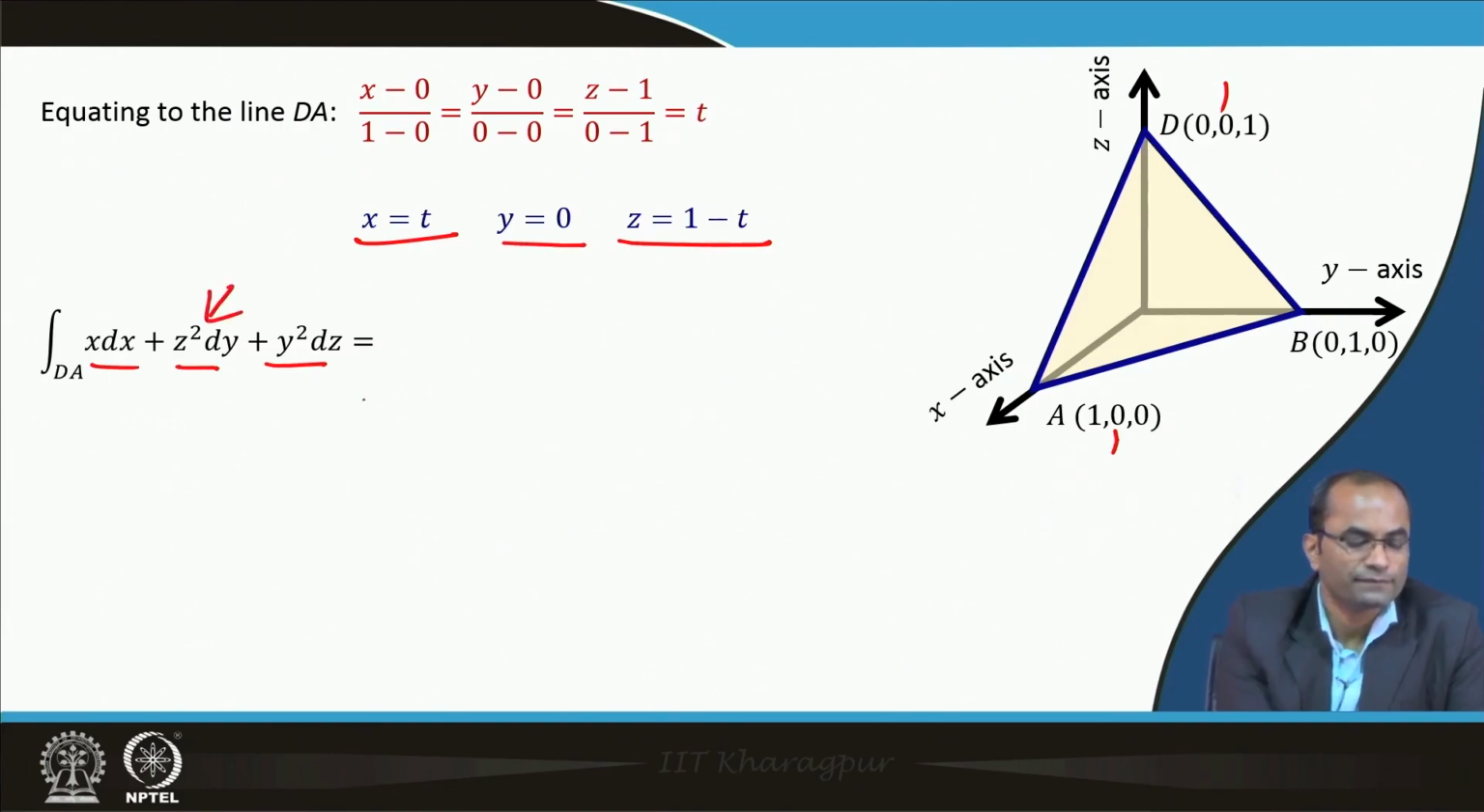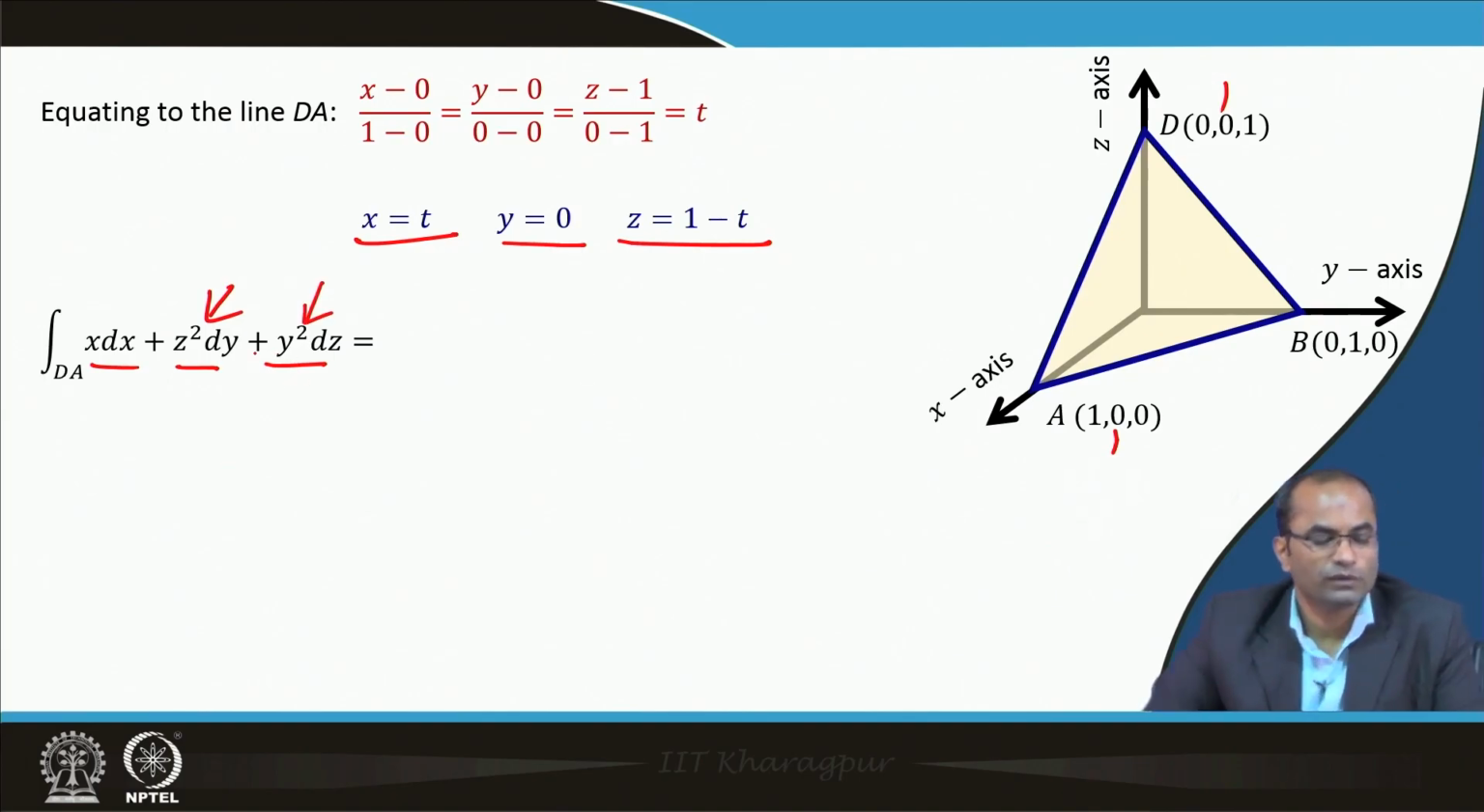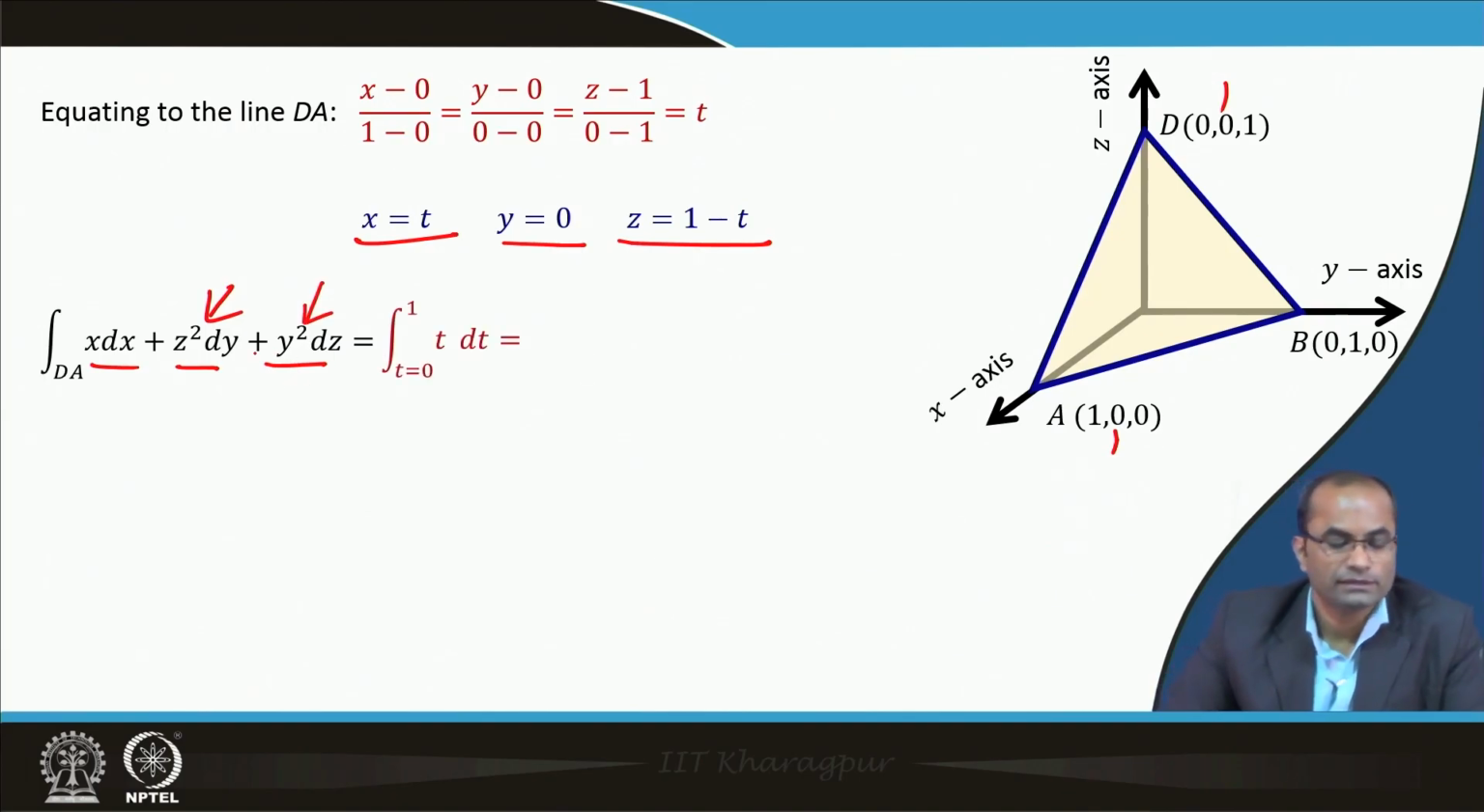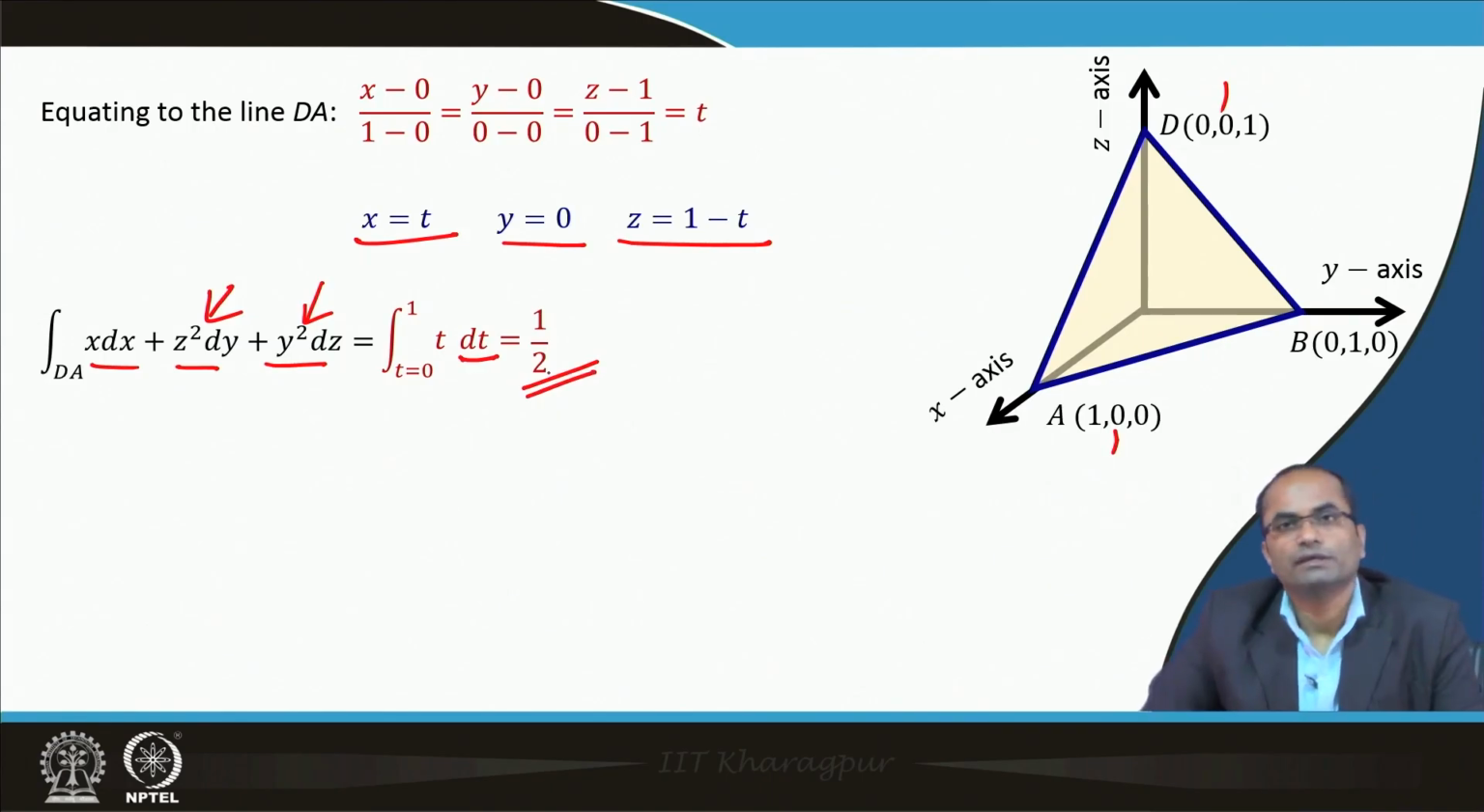So, this is gone because of dy, and this also will not contribute because of this y. So, we have again x dx. So, x is t and then dx will also be dt. So, if we integrate this, we will get the value half.